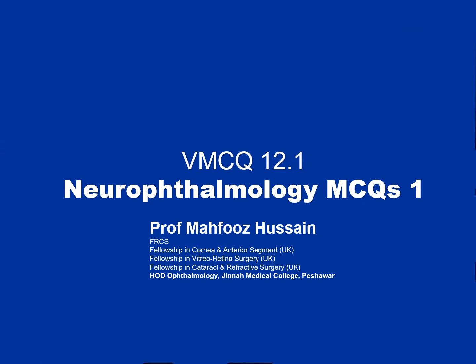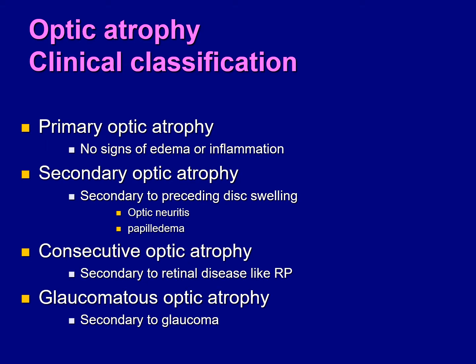In this video, VMCQ 12.1, we are going to discuss the Neurophthalmology MCQs number 1. Before starting the MCQs, let's go through a couple of slides. Optic atrophy, clinical classification. What is optic atrophy? When the optic nerve stops functioning and becomes white because of the atrophic changes, we call it optic atrophy.